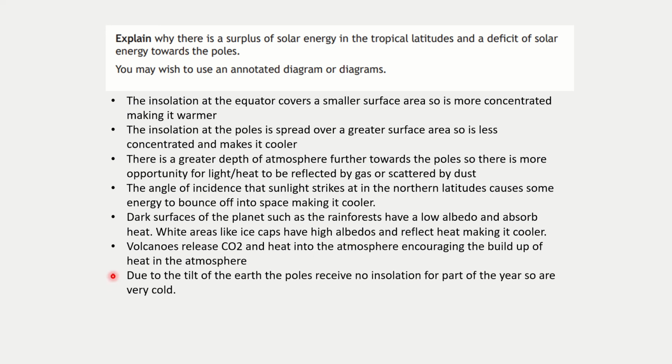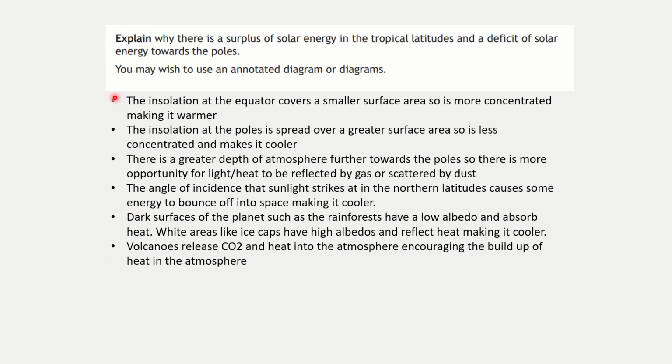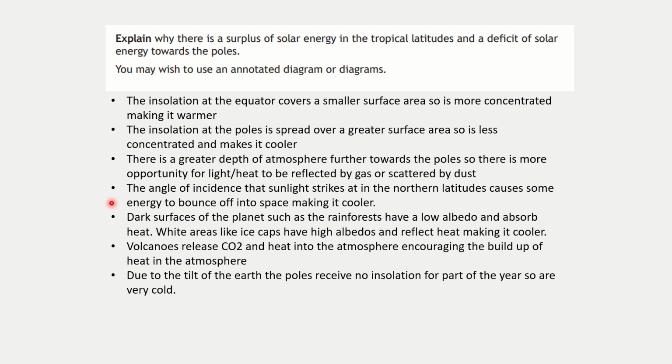Now we're getting into the slightly more technical end of the answer. Before I do so, I would just stress that these first 4 points are your bread and butter. They're on the diagram, and the diagram will help you remember them, because if you've drawn the diagram correctly, they're kind of there in front of you. These next 2 points are relatively simple to follow. Due to the tilt of the Earth, because the Earth's axis is on an angle, the poles receive no insolation, no sunlight, for part of the year, and so for this reason they're very cold.